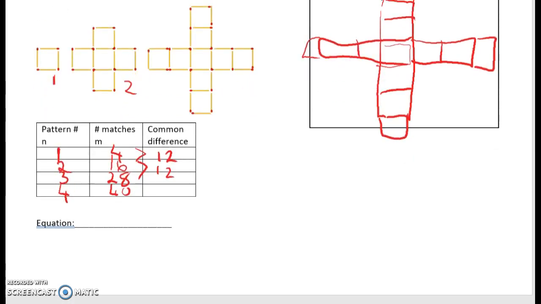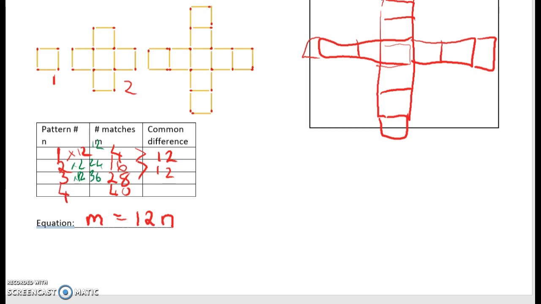So in my equation, I'm going to have my number of matches, my output, what I'm getting, is equal to 12 times the term number or the pattern number. Well, what am I actually going to be doing now? So what I'd have to see is, what is 1 times 12? 1 times 12 is 12. 2 times 12 is 24. 3 times 12 is 36.